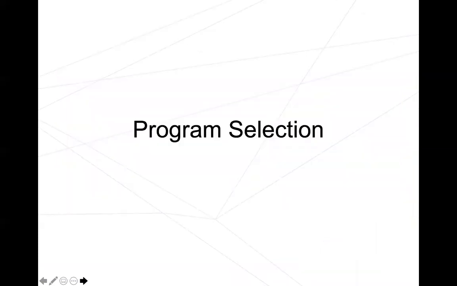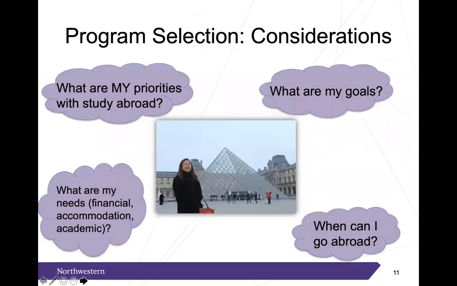Program selection. To help students answer those, selecting a program can be a difficult process. To start thinking about some considerations, you can start asking yourself the following questions. What are your priorities with study abroad? What are your goals? What are your needs? When can you go abroad?